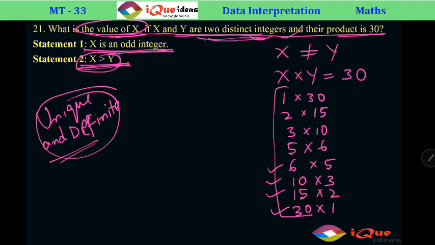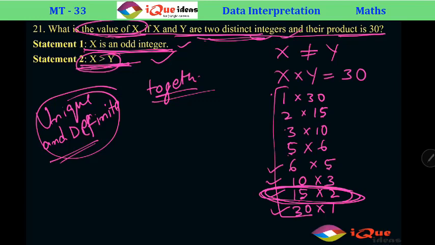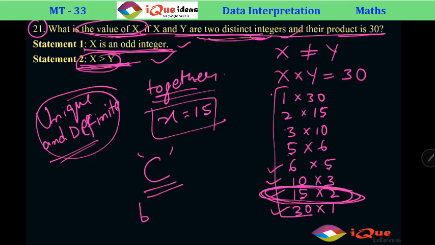Now let's do one thing. Let's combine these two statements. Let's take them together. Okay. So X is an odd integer, that is 1, 3, 5 and 15. And X greater than Y is only one case, that is 15 and 2. Right? So together we get a unique value of X that is equal to 15. Hence the answer will be C option. The answer of question 21 is C option, because both together are needed.